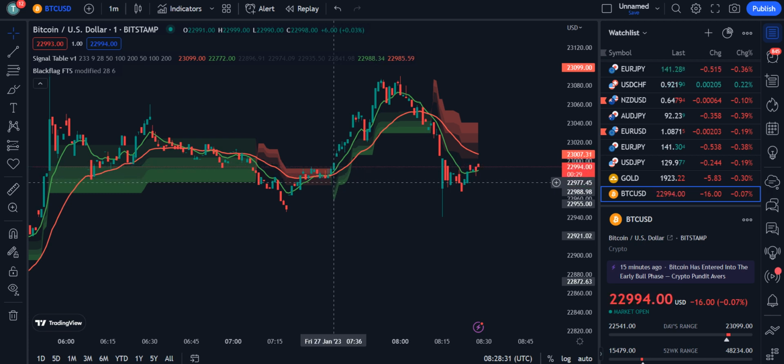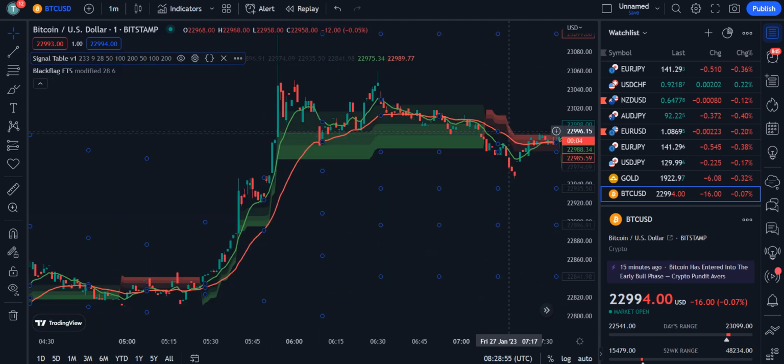The second thing that we have to see is that there should be a green color shadow area by our black flag indicator. The third thing that you have to see is that all the candles should appear above this green color EMA line. If all these conditions are fulfilled, you have to enter into the bullish trend for your buy signal.